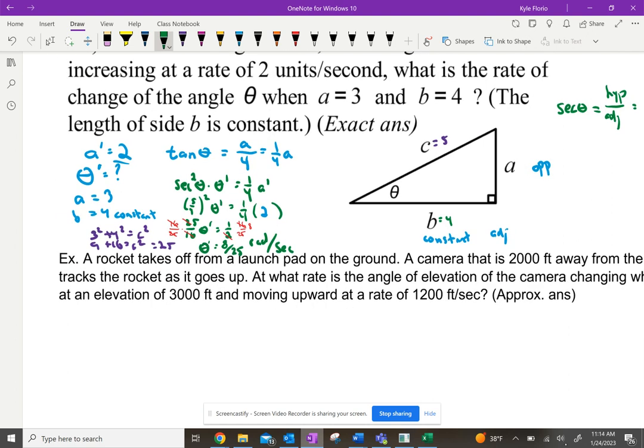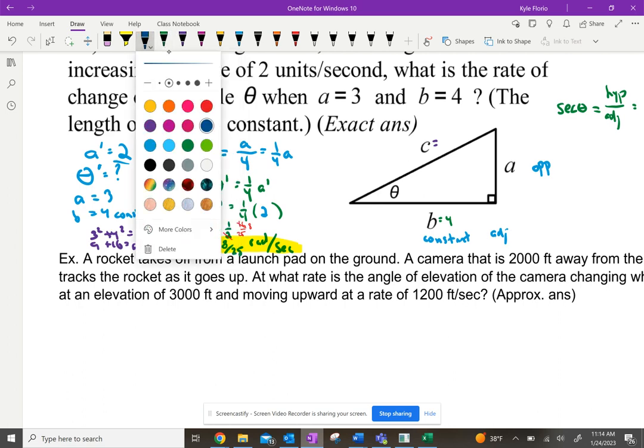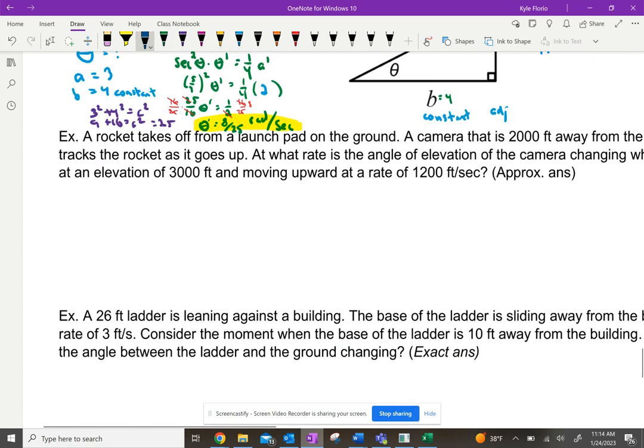So what's going on is as A is getting bigger, this triangle is getting bigger and bigger and bigger. And the angle right here is changing at a rate of 8 over 25 radians per second. So there we go. Okay. All right, so that's how all these problems are going to work out. And we'll do a couple more together so that in class we can just spend time working on these.